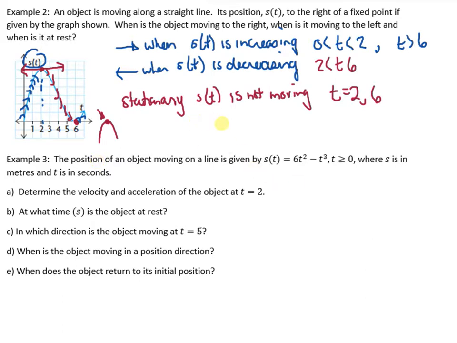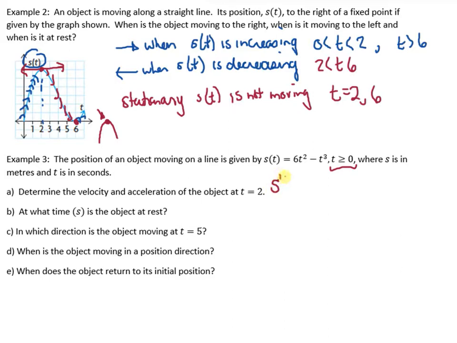Example 3. The position of an object on a line is given by this equation here, when t is greater than 0. Usually time is greater than 0; I'm going to say always time is greater than or equal to 0, where s is in meters and t is in seconds. Determine the velocity and acceleration of the object at t equals 2.